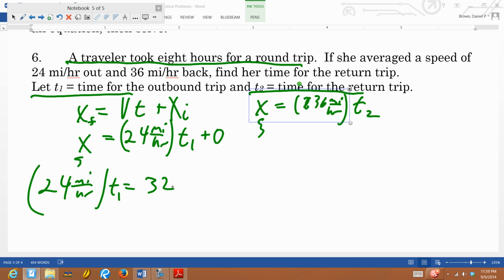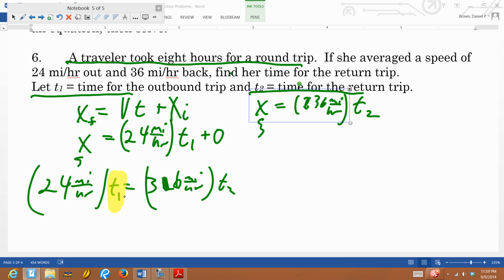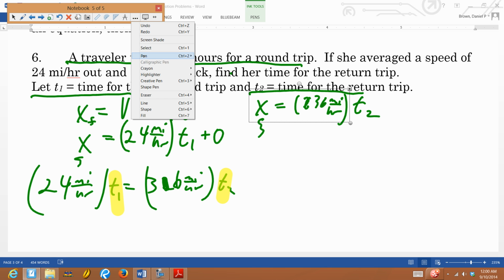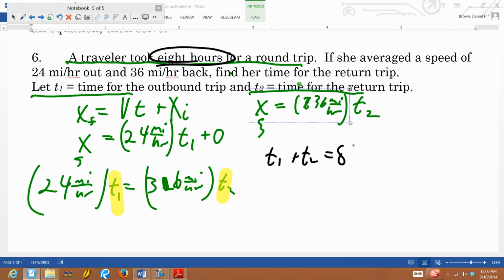T1. Just 32, 36. Oh, that's T2. Okay, now we're getting somewhere, but I still have one equation and two unknowns. The two unknowns that I have right here are T1 and T2. So I'm going to need another equation with the same two unknowns to solve this. So I'm going to use this fact up at the top of 8 hours for a round trip. I'm going to say T1 plus T2 equals 8.